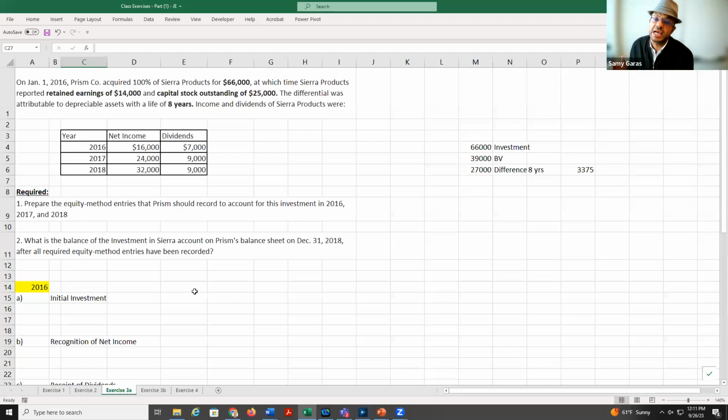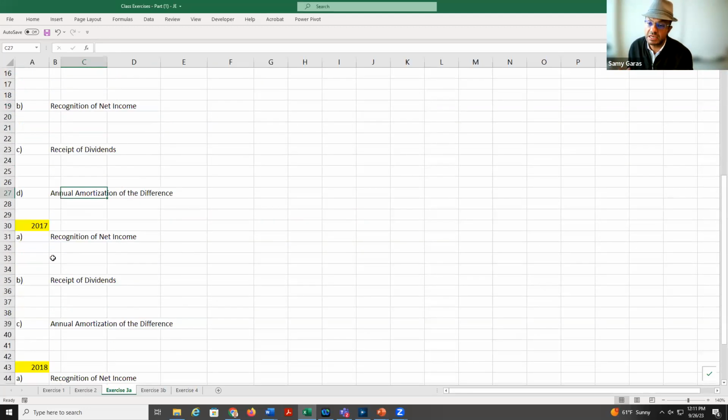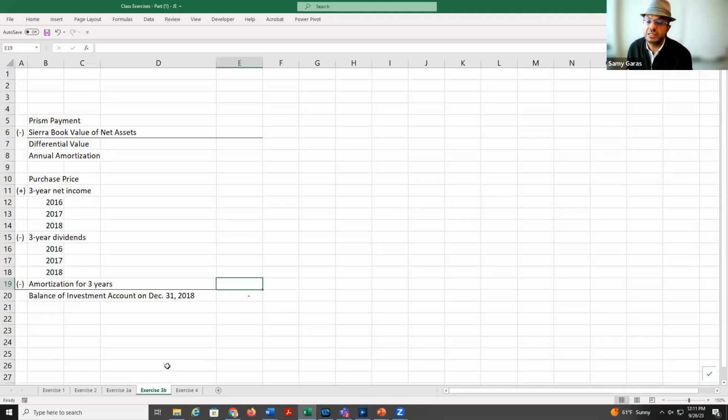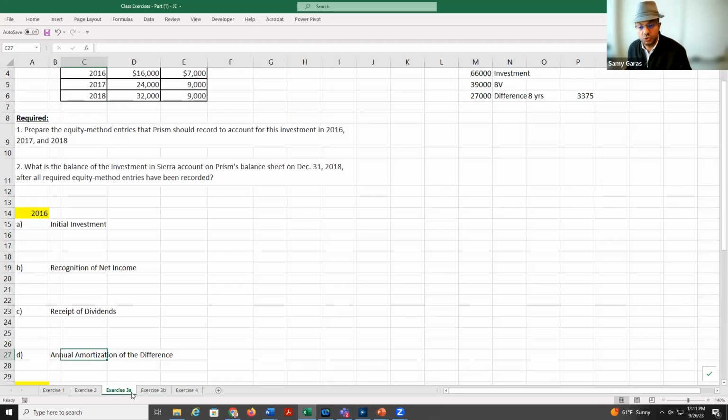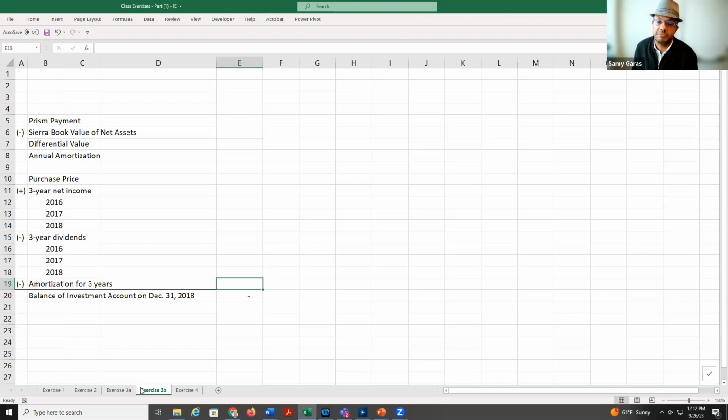But the new idea in this exercise is that once we finish the journal entries of the 3 years, we need to calculate the total balance of the investment account at the end of the 3rd year, which you see here in the next page of the Excel file. So let us make the journals, and then we'll try to calculate the balance of the investment account. Again, I encourage you to hold my video now, go to the Excel file, try to answer it, and then come back to check your answers.